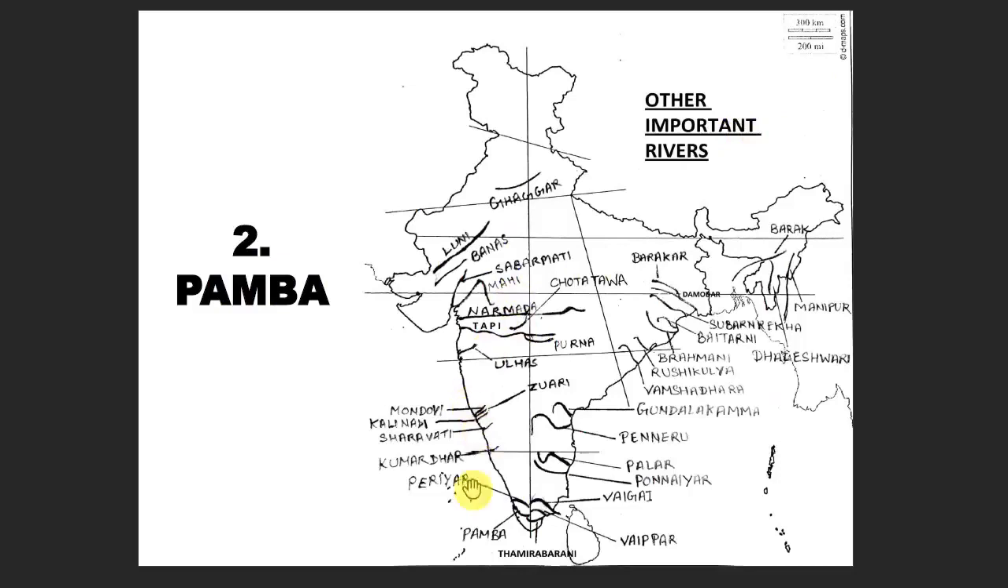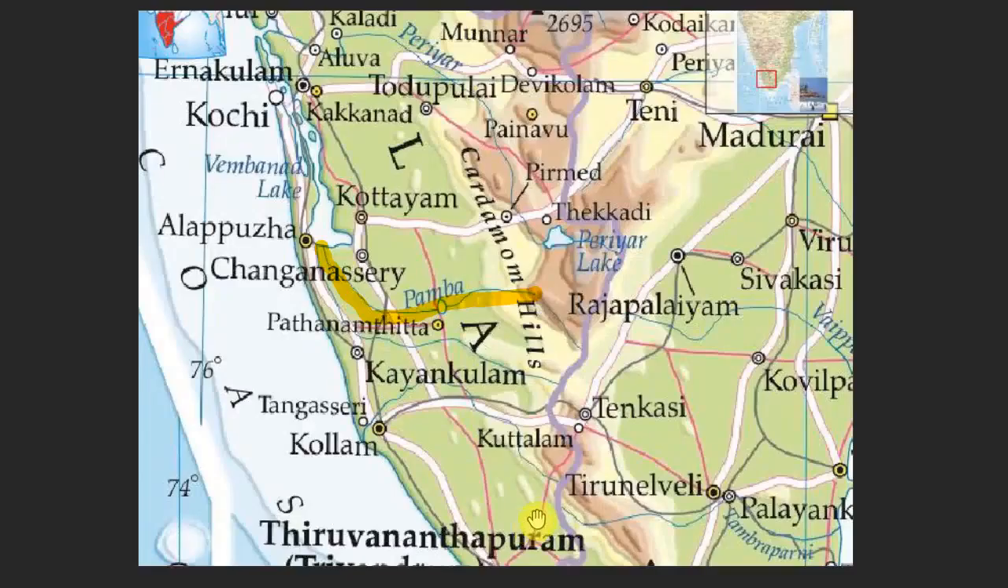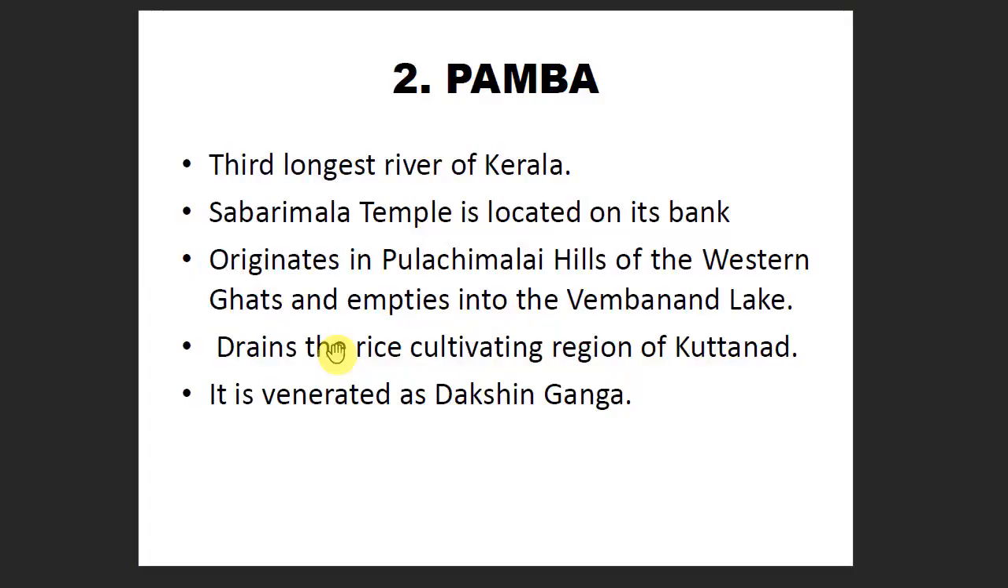Second, we see the Pamba river. Again, these rivers we usually miss. So this is the Pamba river we just saw, again flowing into the Vembanad lake, very near to Alappuzha. The third longest river of Kerala, and Sabarimala temple is located on its bank, which people visit. It's highly revered in the Kerala region.